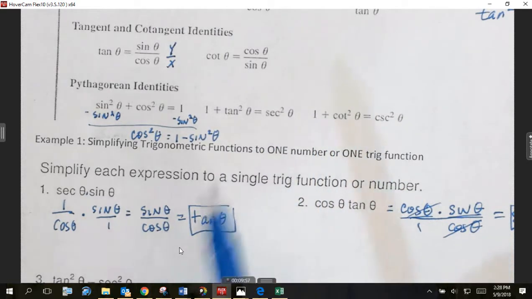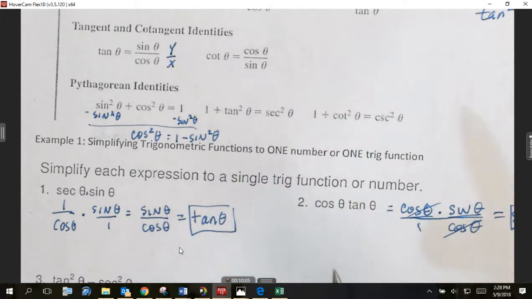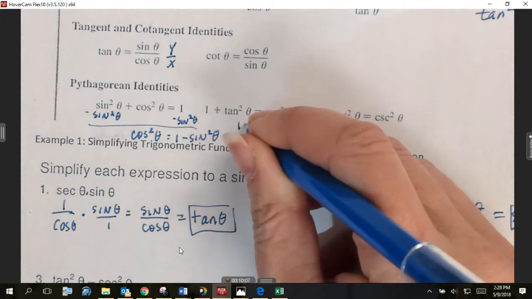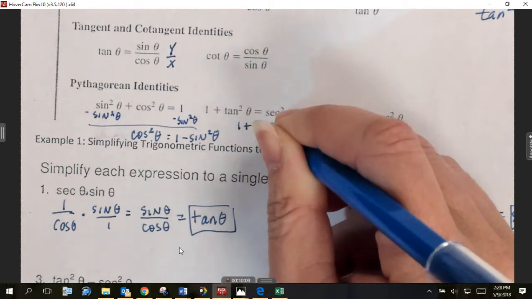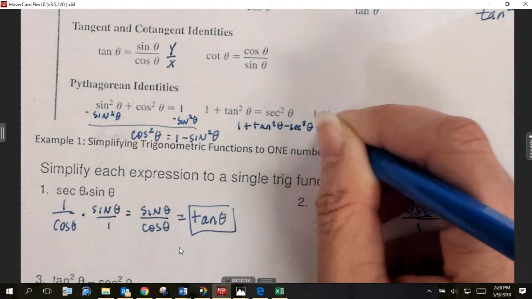What could I do to this equation? What do you think, Tigger? Subtract secant from both sides. Okay, so then I will have 1 plus tangent squared theta subtract secant squared theta equals 0.